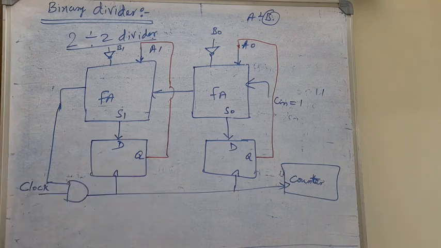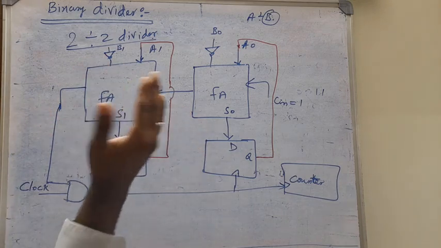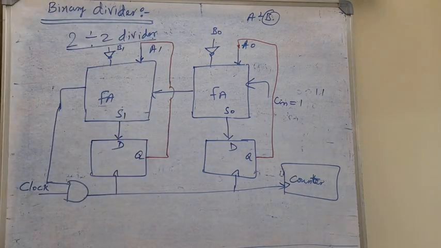Similarly it is going to check until the remainder. For example, if A is less than B, right? If A is less than B, this operation will be stopped. Okay, so this is the actual design of your binary divider.